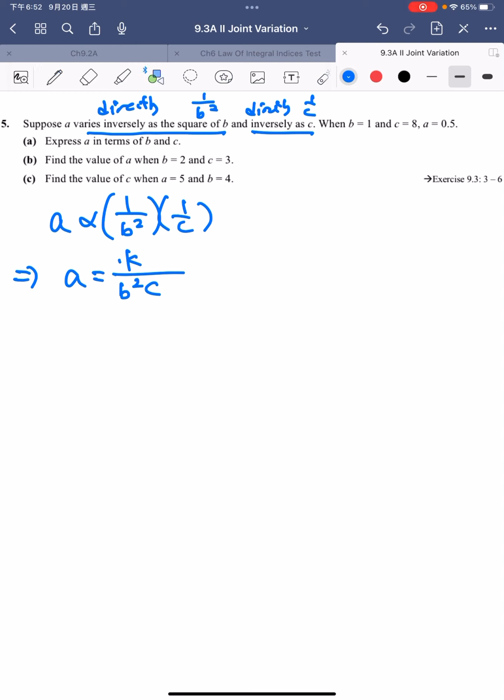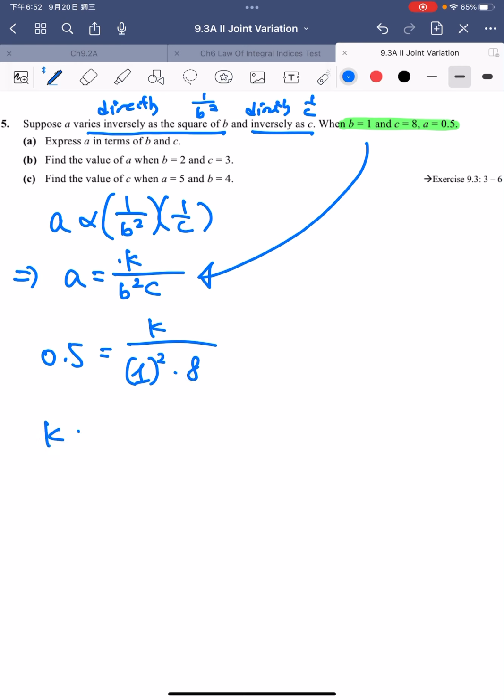So the condition that we have is b equal to 1, c equal to 8, and a equal to 0.5. Again, we substitute the values here to get 0.5 is equal to k divided by b squared, which is 1 squared, times c, which is 8. So the k value is going to be equal to 0.5 times 1 times 8, giving you 4.